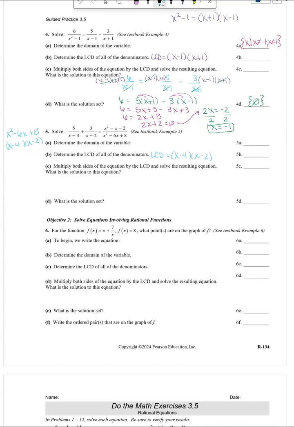I skipped one, didn't I? Let's talk about the domain. So what can x not equal in this equation? Well, if you said 4 and 2, you're correct, right? So our domain is going to equal x such that x cannot equal 2 and x cannot equal 4. Let's do it in order, shall we? I think this should just be a comma. I don't want to keep it semicolons.